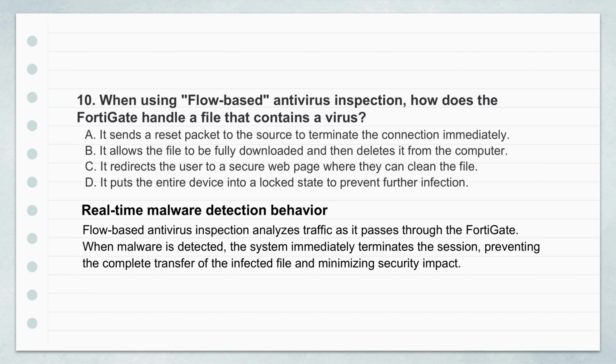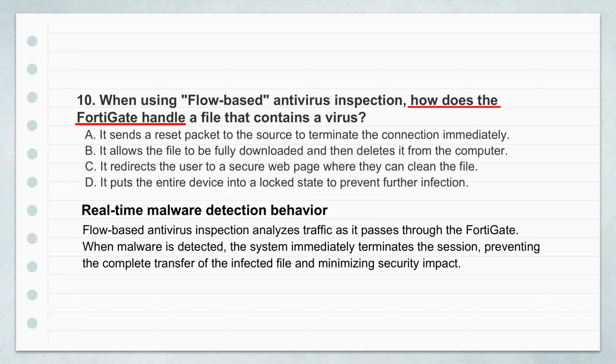So here's the problem. If the virus is in the middle of a big file, hasn't the user already received the first half of it by the time the firewall finds the virus? Yes, they have. The browser has started the download. The progress bar is moving. So how does the FortiGate stop it? It can't reach into my computer and delete the file? No, it does something more aggressive.